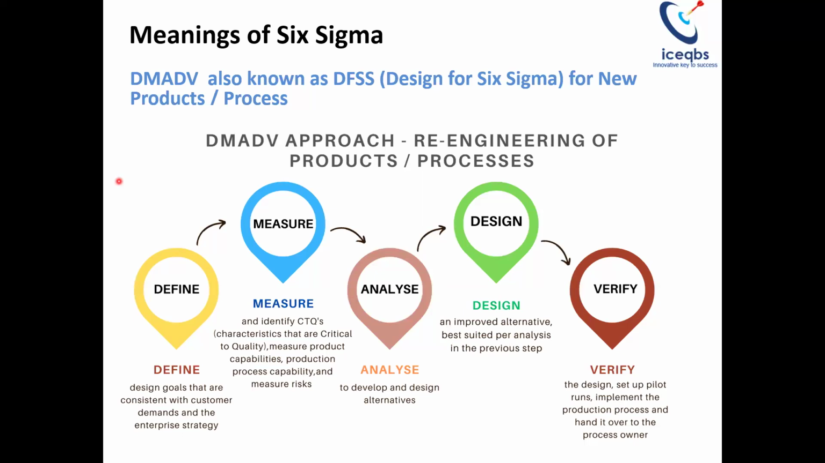For that, we use a different methodology, also called DFSS, that is Design for Six Sigma. If you want to improve a new process or a new product, then you go for the methodology called DFSS, where you use the DMADV approach. This DMADV approach is used for re-engineering existing products or processes. For example, assume that currently your yield is at 90%.